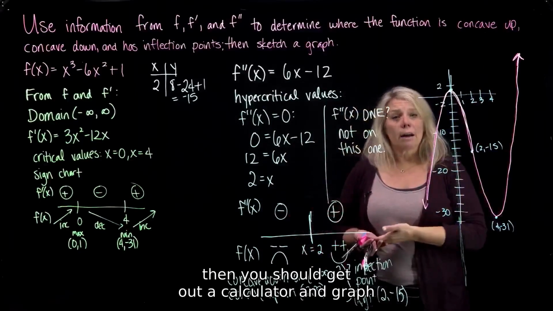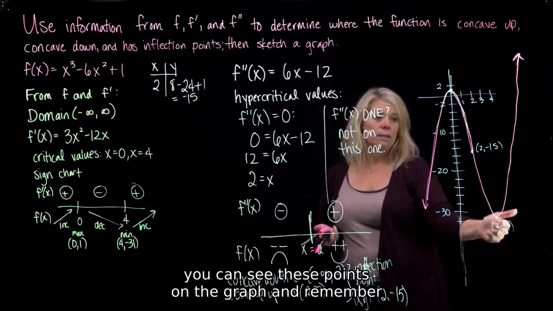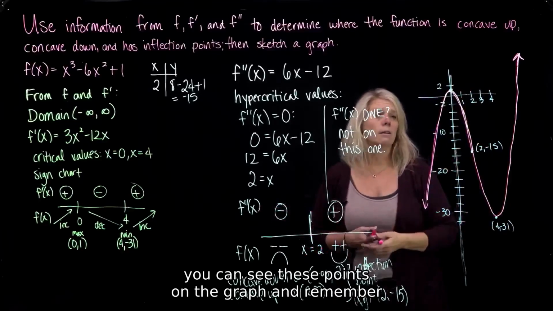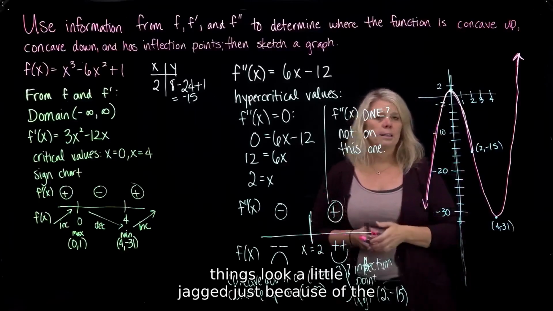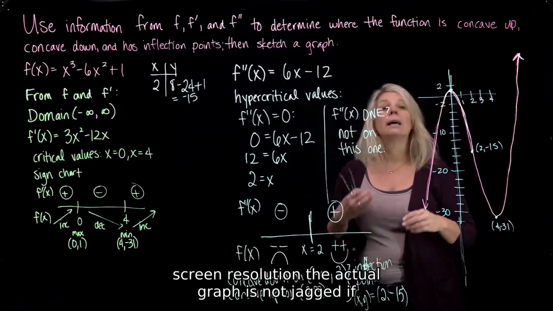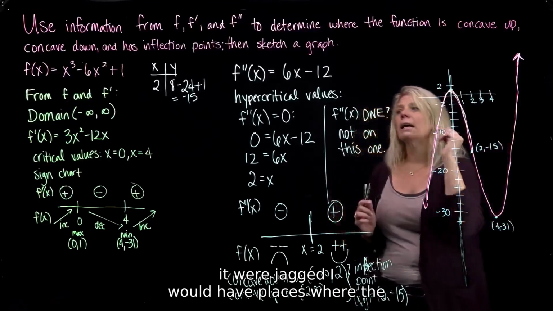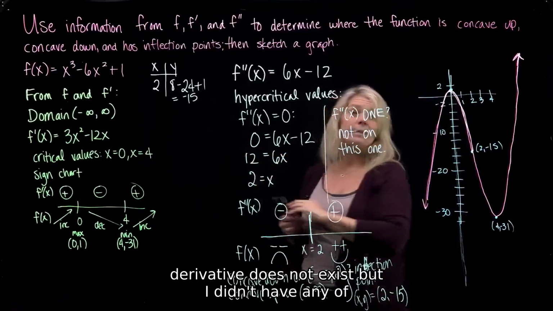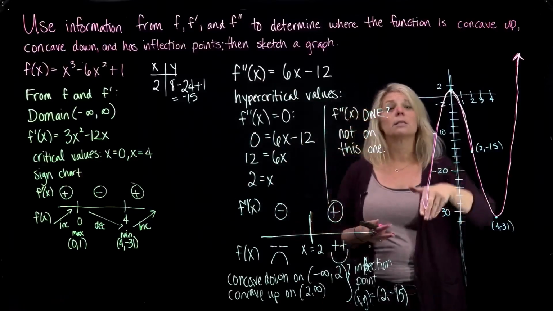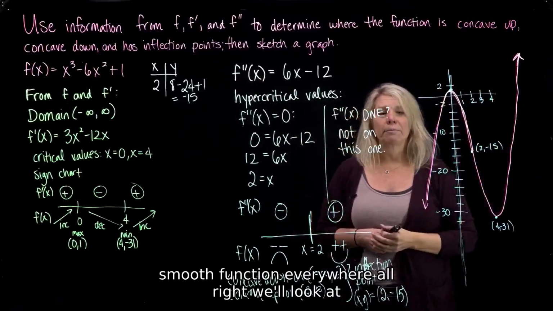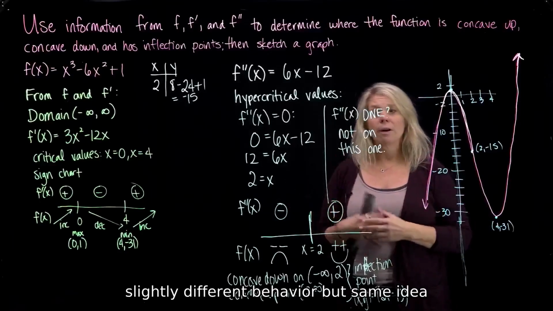All right, and then you should get out a calculator and graph it and make sure that it agrees with this. You'll want to make sure you set up your window so you can see these points on the graph. And remember that on a graphing calculator, sometimes it makes things look a little jagged just because of the screen resolution. The actual graph is not jagged. If it were jagged, I would have places where the derivative does not exist, but I didn't have any of those. So the calculus here tells you that it's a smooth function everywhere. All right, we'll look at another function in another video that has some slightly different behavior, but same idea.